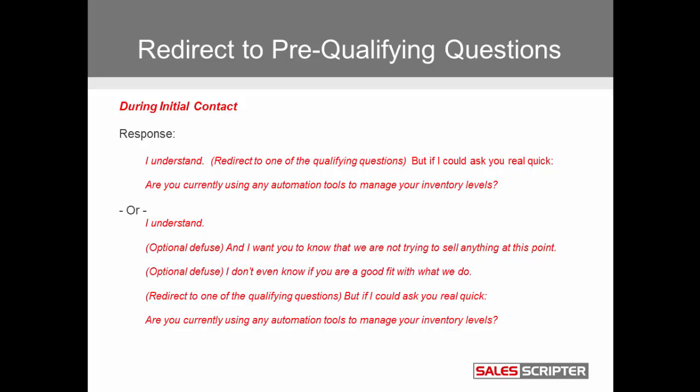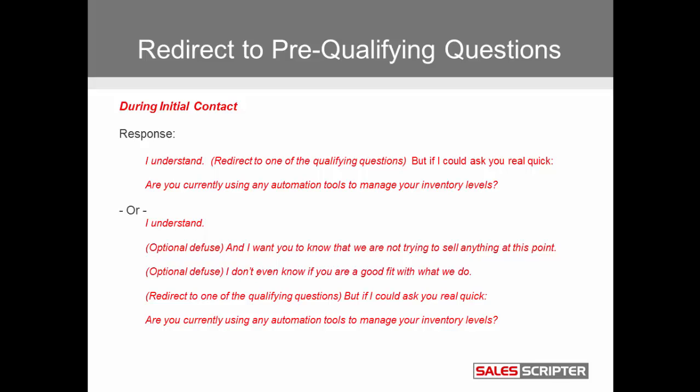So they say, we really don't have any budget to spend, and we're just really starting to talk to someone. And we could say something like, "Oh, hey, I understand. But if I could ask you real quick, are you currently using any automation tools to manage your inventory levels?" An example of a pre-qualifying question there. At which point, most likely the prospect is going to answer that question, and then we can either drill into that answer, follow up with another question, and hopefully get away from the topic of budget.